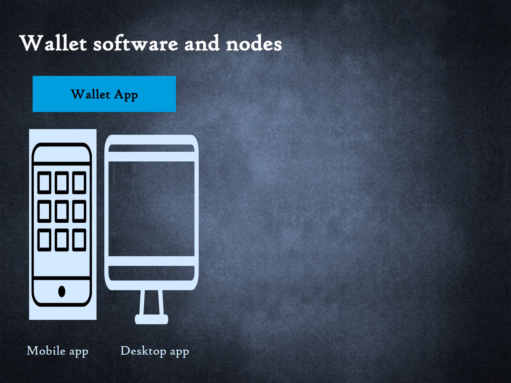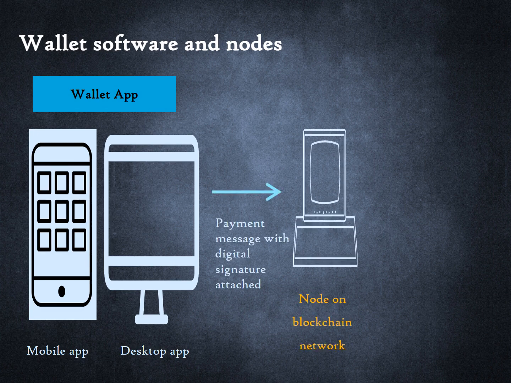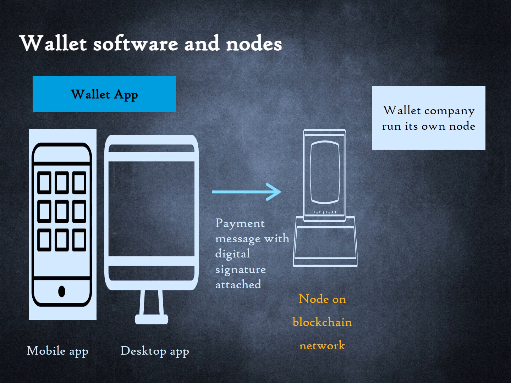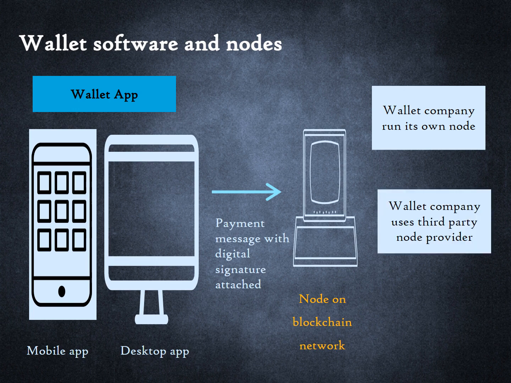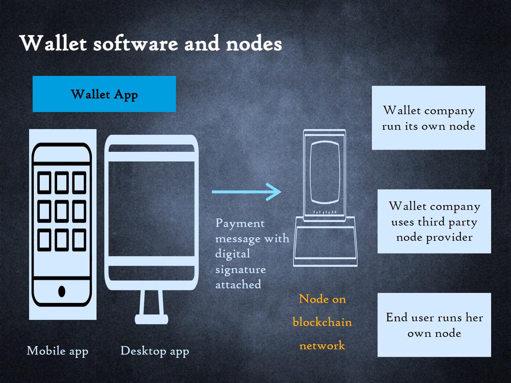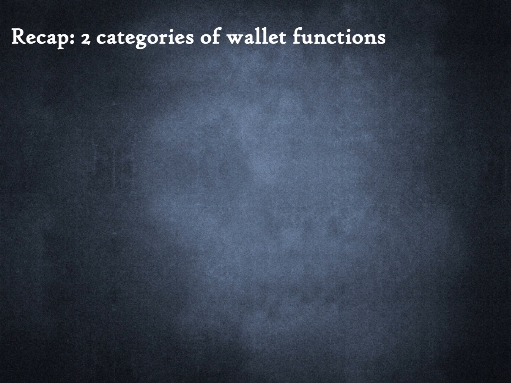When we initiate a payment using the wallet software, the transaction is sent to a node on the blockchain network. From that first node, it is propagated to other nodes. There are three possibilities. The node may be run by the wallet company itself. The wallet company may be using the node of a third-party service provider. The payer may be running her own node. She uses the wallet software to generate the payment message and digital signature and routes the payment message to her own node. Running a node requires a relatively high level of technical proficiency and hence, most people don't run their own nodes.